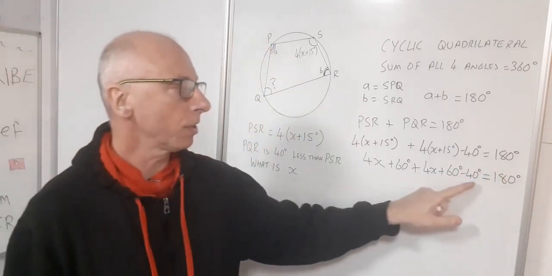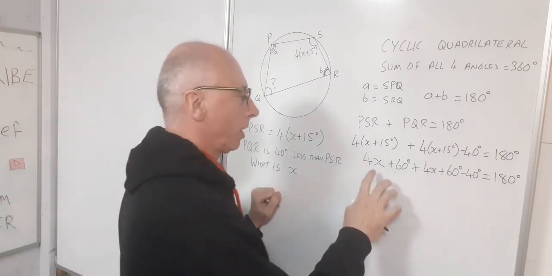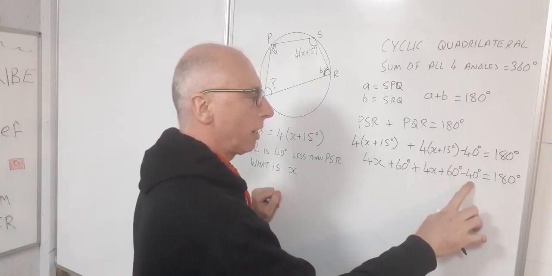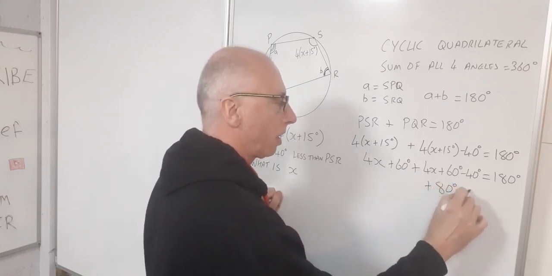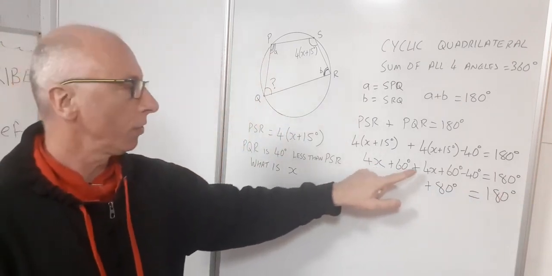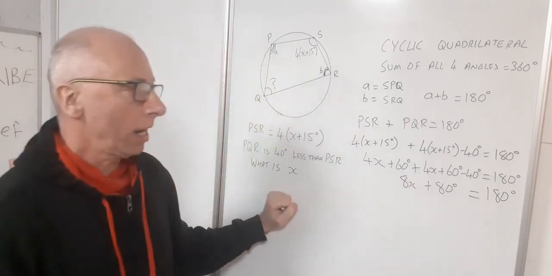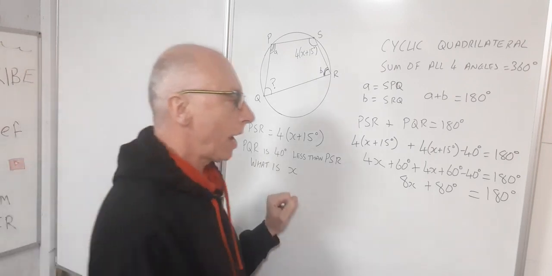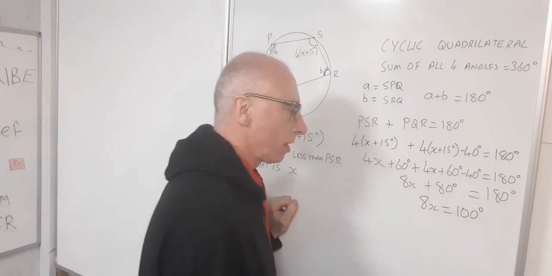Okay, let's get the constant angles totaled up on this side and leave this one as it is at the moment. So 60 degrees plus 60 degrees is 120, minus 40, that's 80 degrees. So we've got plus 80 degrees, still equals 180 degrees on this side. Now we can get the two 4x's together and get 8x. Okay, well this is looking good now. I could just subtract 80 degrees from both sides and I'll get my 8x on its own. So 8x equals 100 degrees.